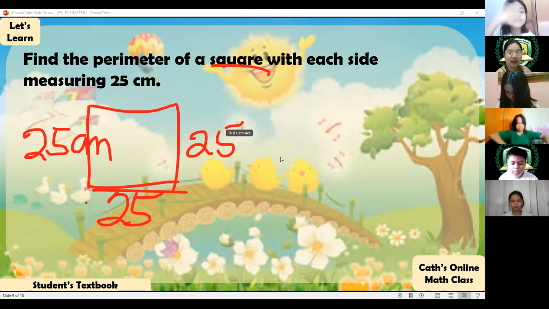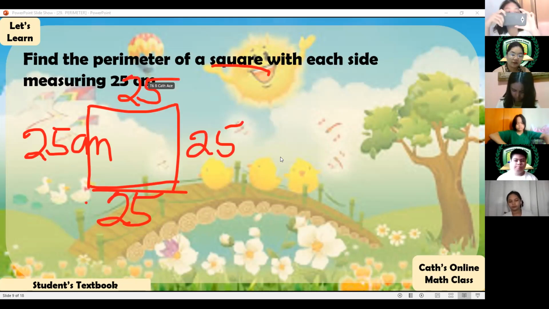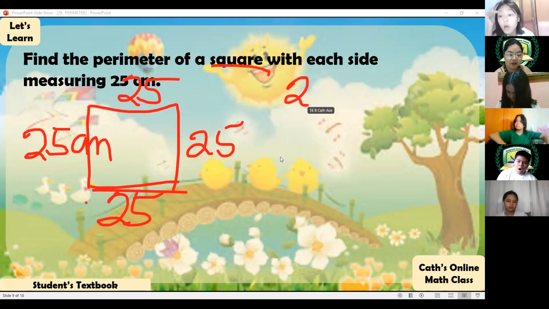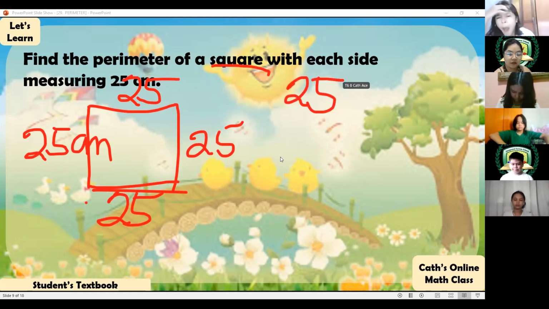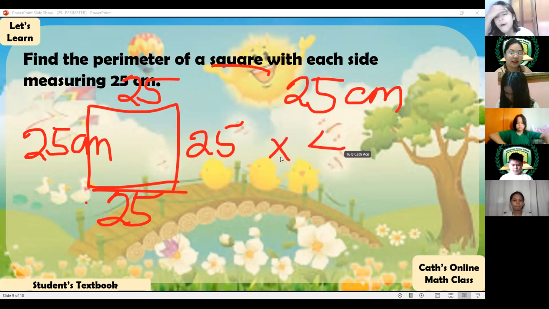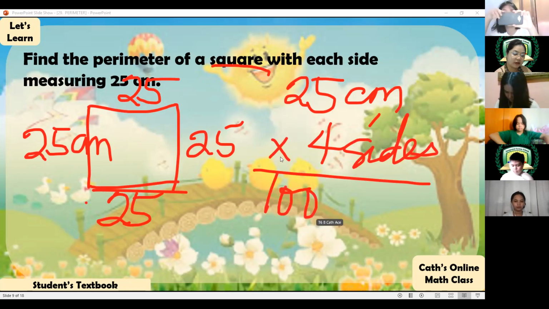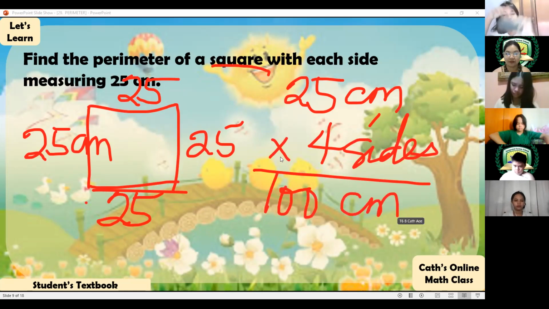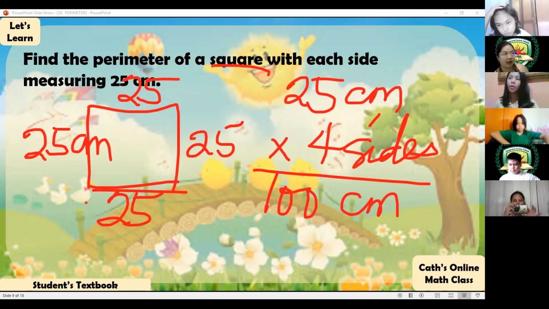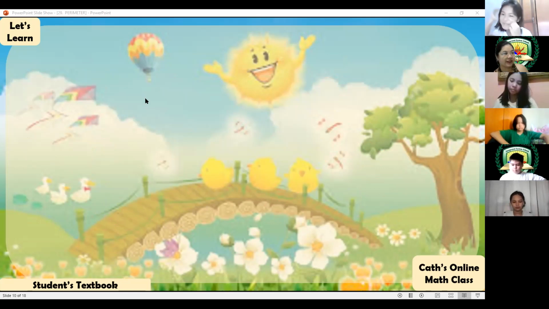Square nga eh. Okay, so 25 plus 25 plus 25 plus 25 or 25 times 4, that is 100 centimeters. Do you understand? Yes. Okay, hindi 75 ha. Kala ko kasi ng triangle.